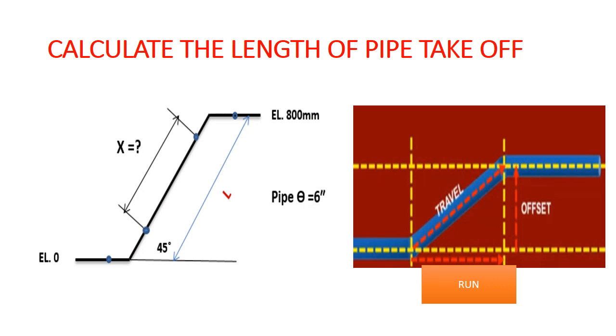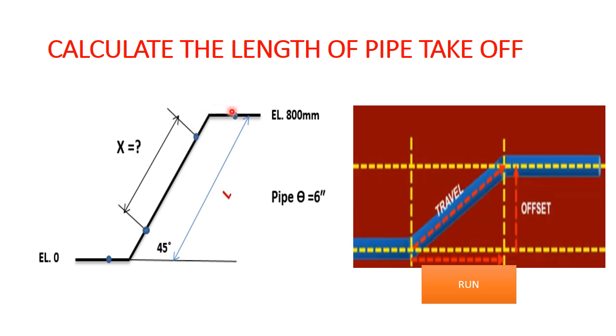Let's see the question. We'll go step by step. The question says: calculate the length of the pipe takeoff. This is the length we have to calculate. We assume it as x.